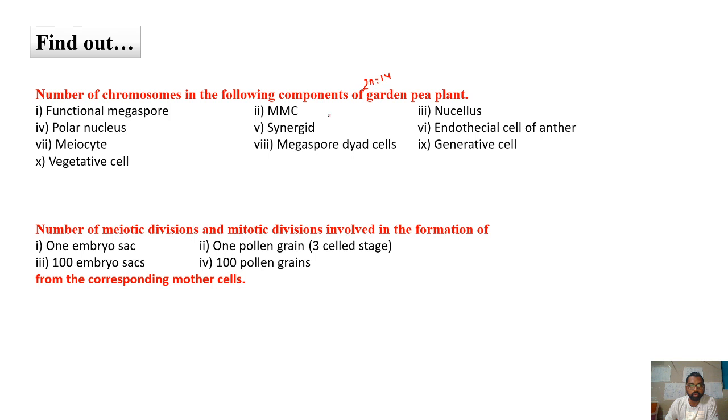So now if you know the ploidy of all these cells, you can directly find out the chromosome number. So the functional megaspore, which is the result of meiosis division, will be haploid. Therefore the chromosome number is 7. Megaspore mother cell is diploid. Therefore the chromosome number is 14. Nucellus.